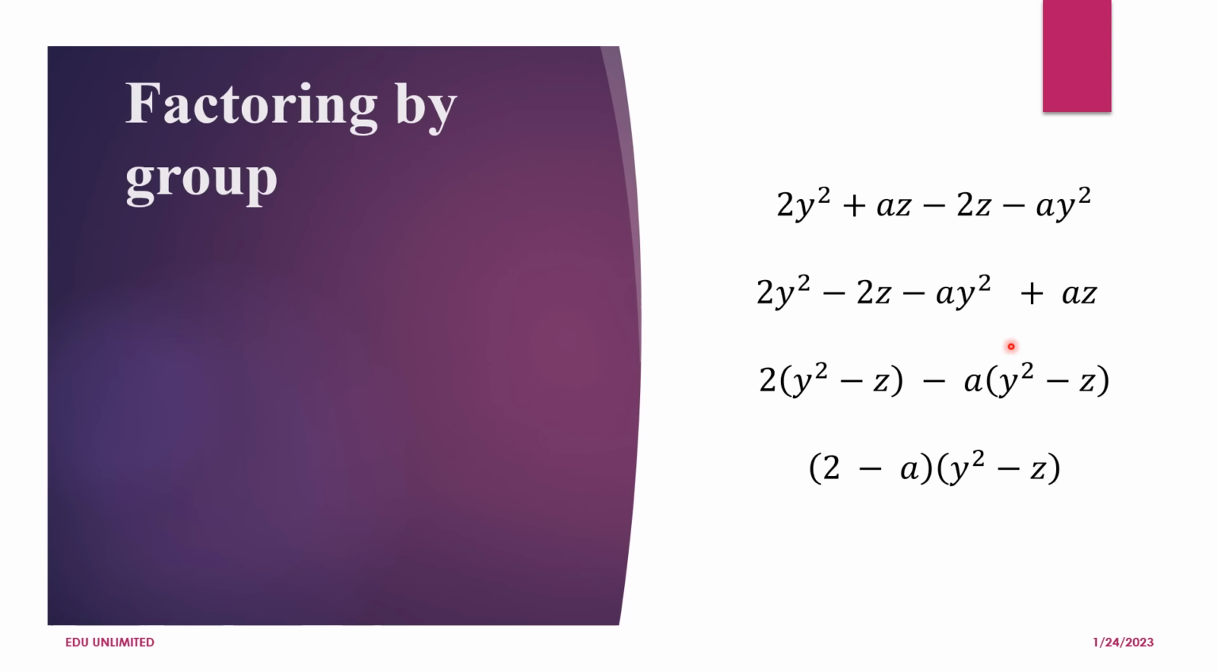And so while y squared minus z is in this bracket, it must also be y squared minus z in this bracket. And so to factorize, we say 2 minus a in one bracket and y squared minus z in the other bracket. So we have factorized this expression by factoring by grouping. A little bit technical, but if we apply the same principles here, then it will all be made easy.